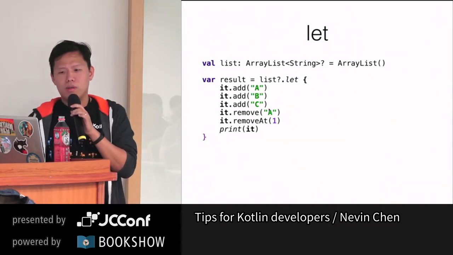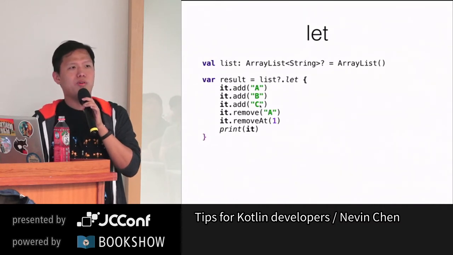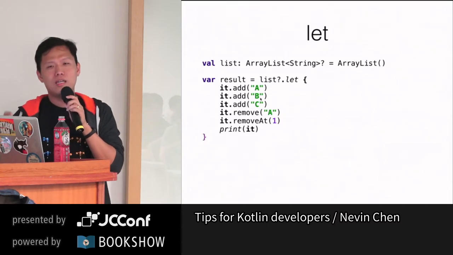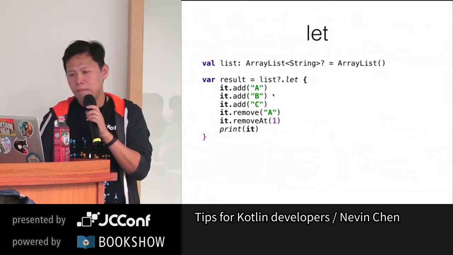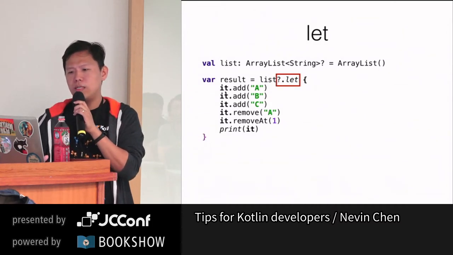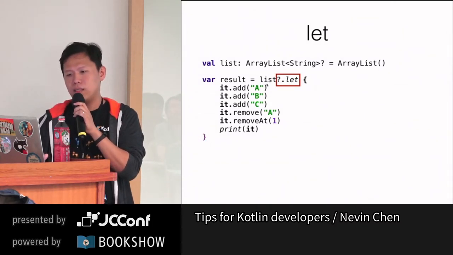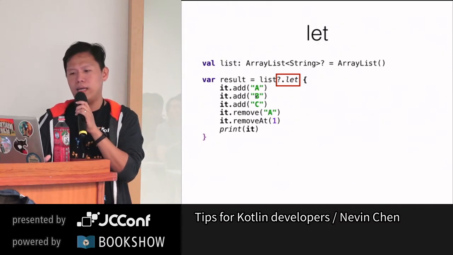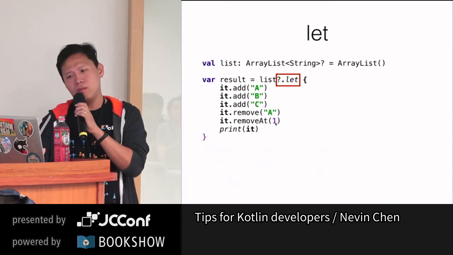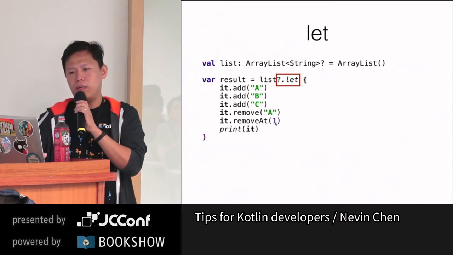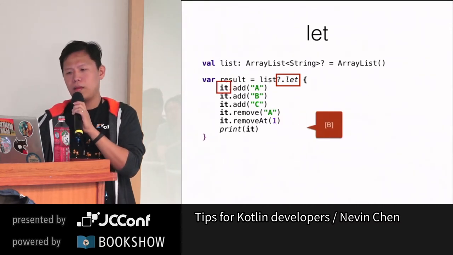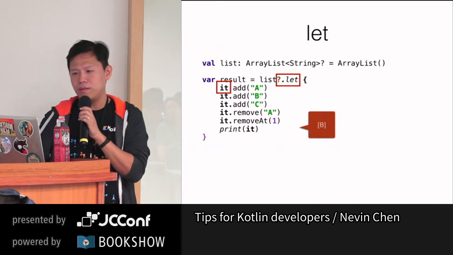So this block of code is actually null pointer free. The entire block of code, you can limit the usage only here. And if it's not null, you can use it to access the list. You can do it like this: it at A, B, C, and remove A, and remove the second element, which is index 1. So that will be C. And print it. So it's B here.